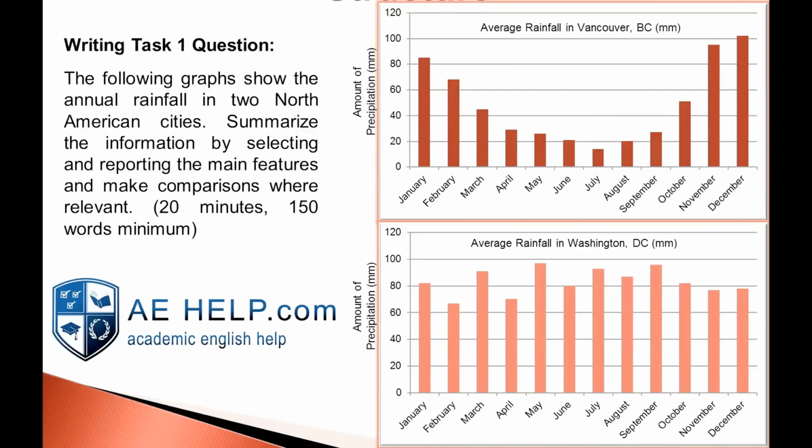So the question says, the following graph shows the annual rainfall in 2 North American cities. Summarize the information by selecting and reporting the main features and make comparisons where relevant. Let's have a look at the 2 bar graphs that we're comparing and contrasting here. The first one shows the average rainfall in Vancouver, and the second one in Washington, D.C. We can see that on the x-axis we have the months, and on the y-axis we have the precipitation, which means the rainfall in millimeters. So let's use this information to complete the first part of the paragraph, which is describe.